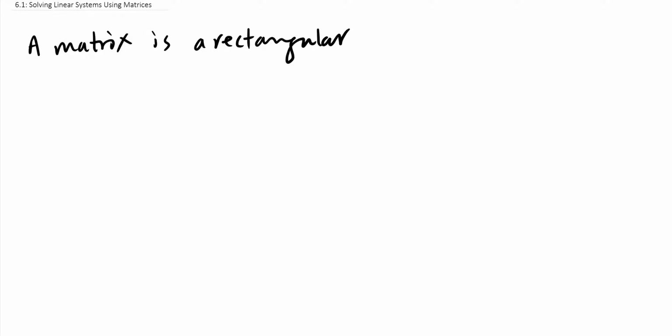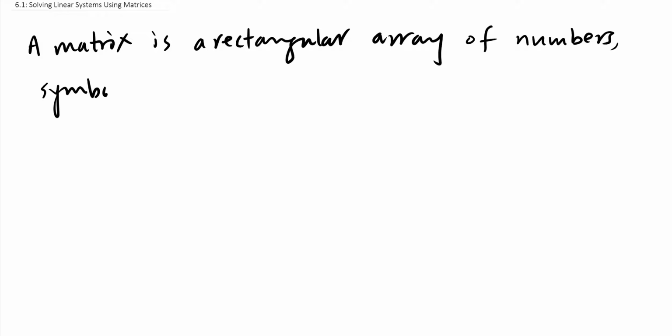But here we just introduce what matrices are about and how we use them to solve a system of linear equations. So by definition, we say a matrix is a rectangular array of numbers, or symbols, or expressions.